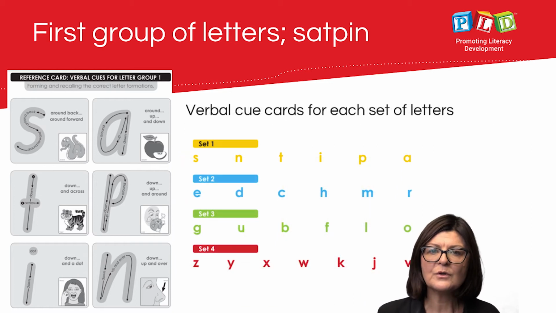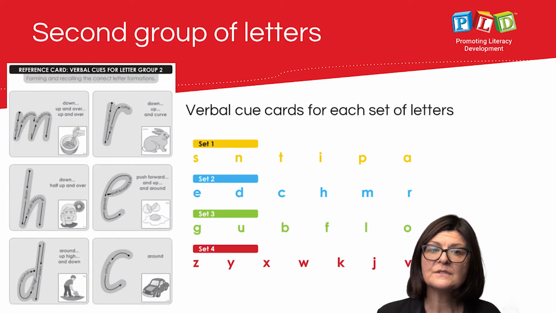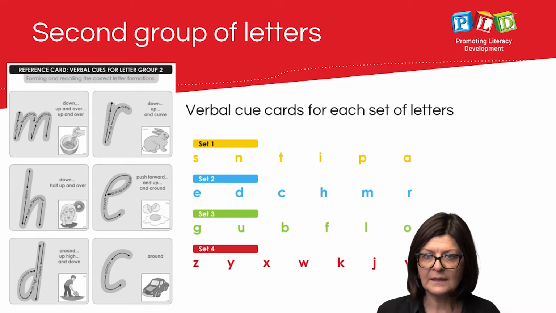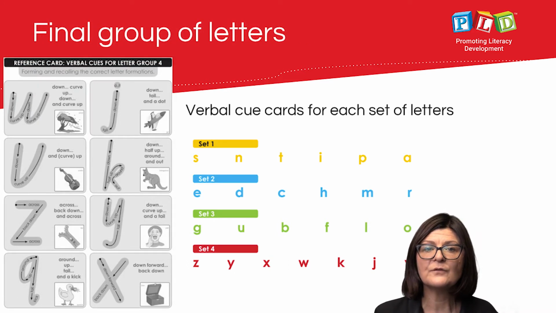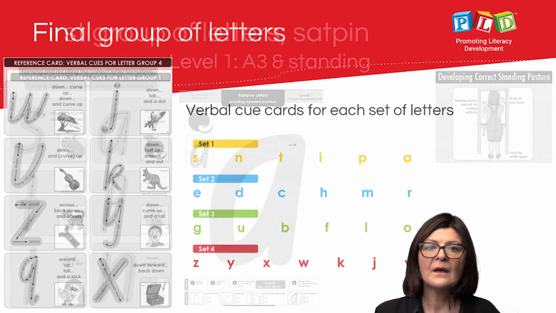There are verbal cues for each of the alphabet sets, starting with the first group of sounds, SAT-PIN, and then verbal cues for the second group of sounds, m, h, d, r, e, k, etc. And then the third group of sounds, and finally that fourth group of sounds.